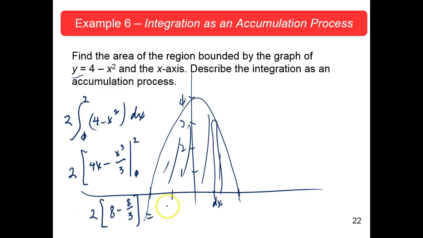2 times. Now, if you change the 8 to thirds, that would be 24/3, right? 24/3, that's 8, minus 8/3 will be 2 times 16/3, and that would be 32/3. I hope. Okay, let's see what they get. Oh, look at that. Good for them. 32/3.